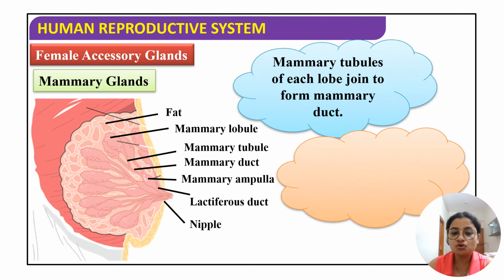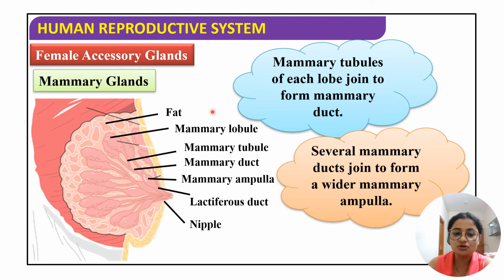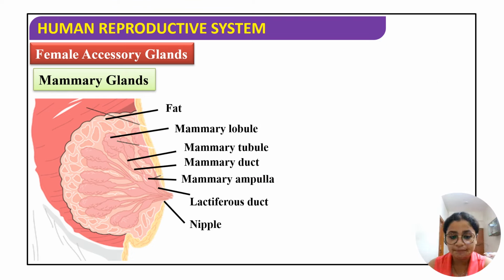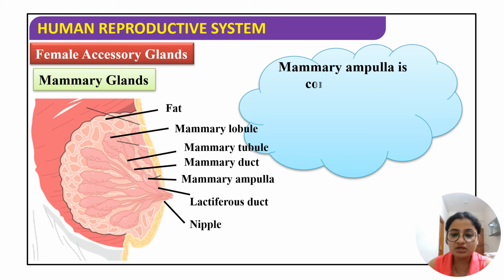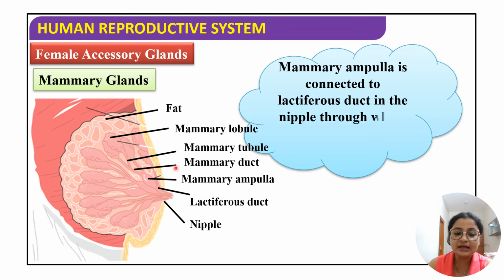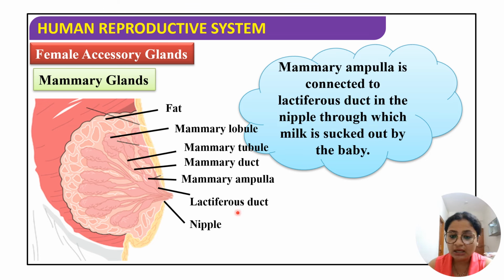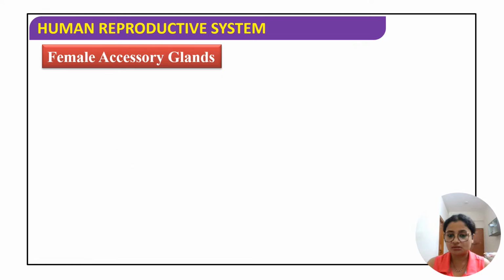Mammary tubules of each lobe will join to form the mammary duct. So basically it's like a channel kind of thing. Mammary lobule जाके mammary tubule बनाएगा, mammary tubule जाके mammary duct बनाएगा. And several of mammary ducts will again join together to form the mammary ampulla. उसके बाद mammary ampulla क्या होगा? It will be directly connected with the lactiferous tubule in the nipple. Lactiferous tubule कहाँ पे रहता है? In the nipple, through which the milk will be sucked out by the baby. So opening जो है वो nipple में होता है and that is directly connected with the lactiferous duct.